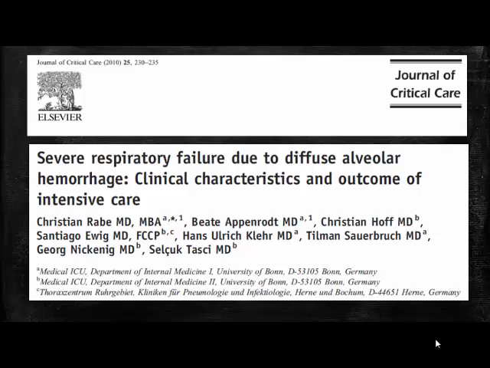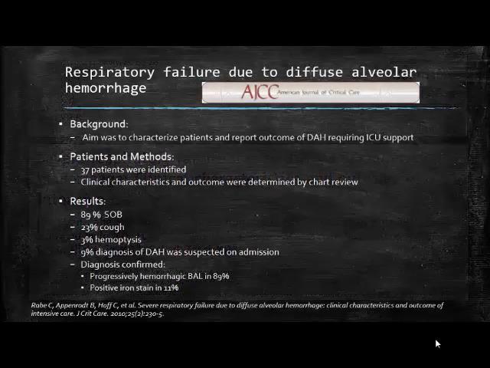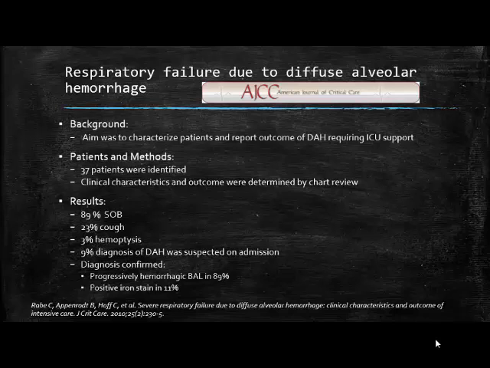I'm going to also talk about this study that was published in 2010 in the Journal of Critical Care. The aim of the study was to characterize patients and to report the outcome of DAH requiring ICU support. This was also a chart review. They looked into 37 patients. 89% of those patients came with shortness of breath. 23% of them had cough, and only 3% of them had hemoptysis. In 9% of them, the diagnosis of DAH was suspected on admission, and the diagnosis was confirmed by progressively hemorrhagic BAL as well as positive iron stain.